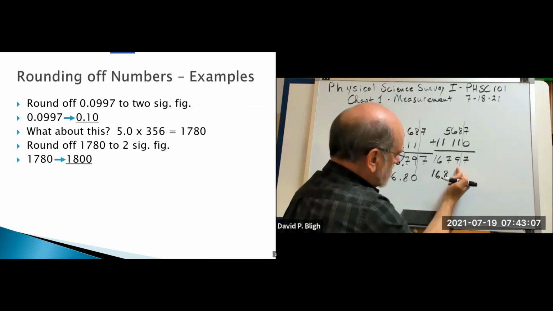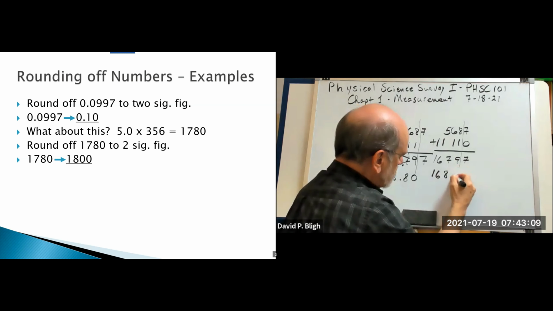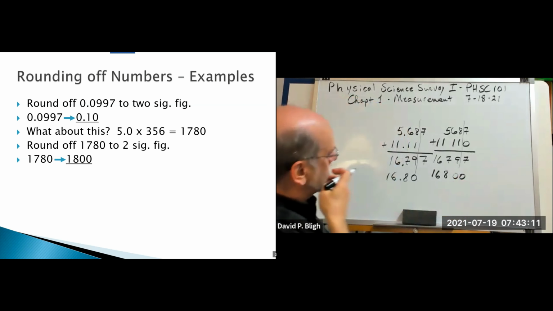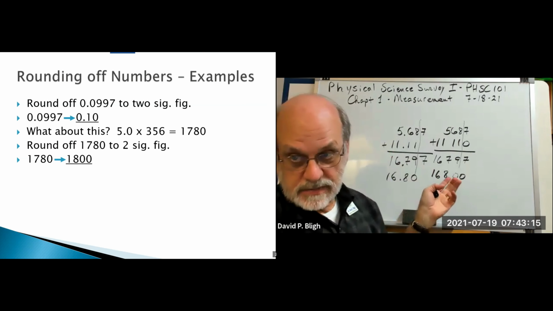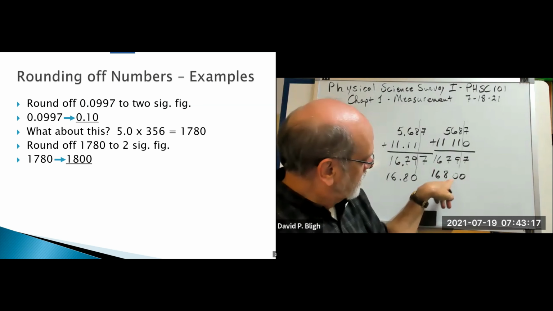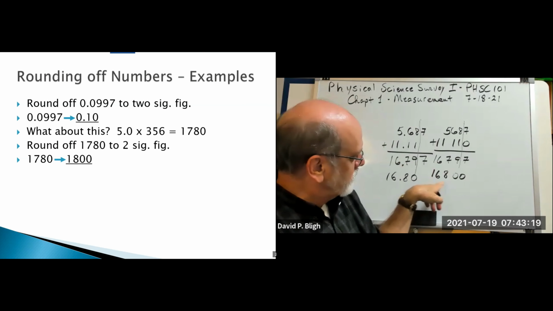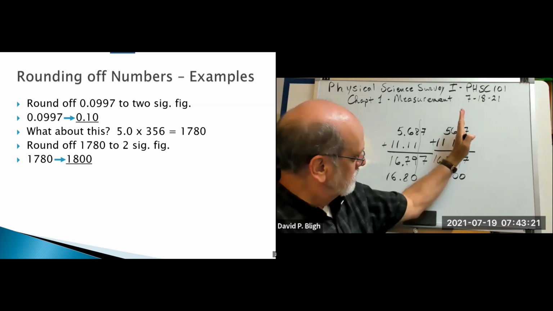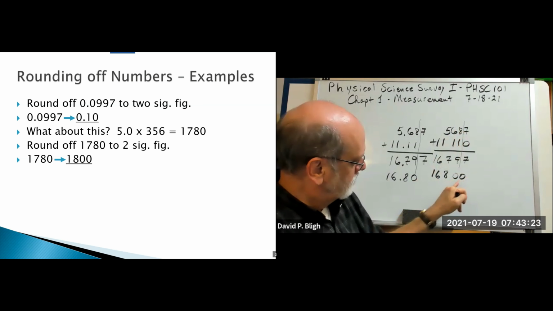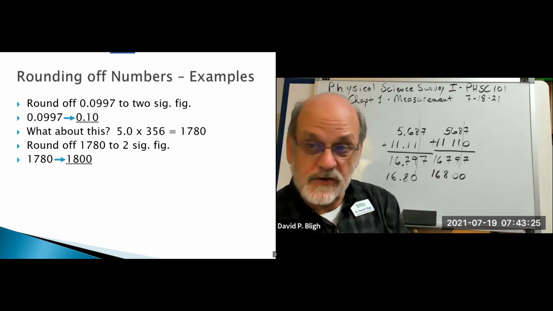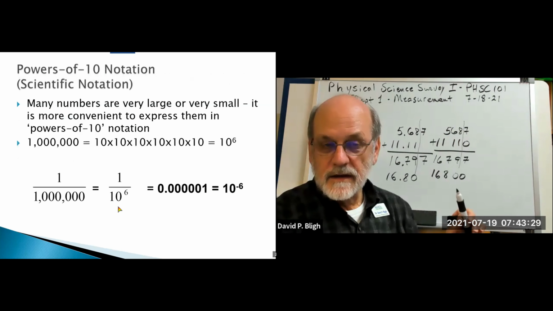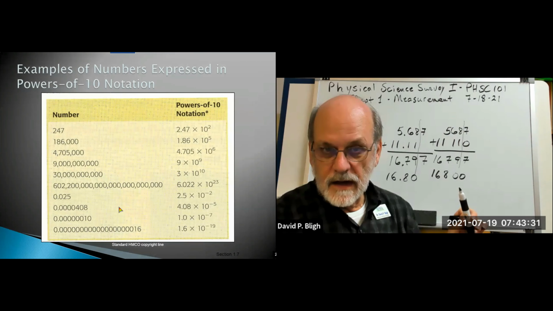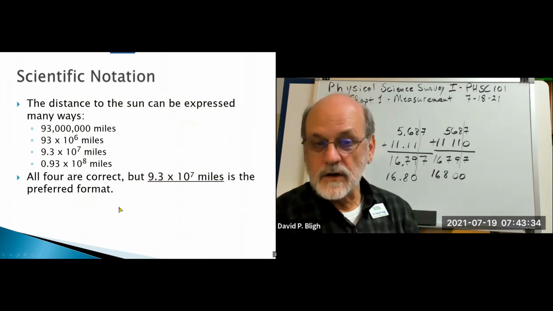We have to round this one 800. There we go. That one presents a problem. Why? Because now we think we've only got 3 significant figures when we really need 4. So here's how you solve that problem. We need scientific notation.